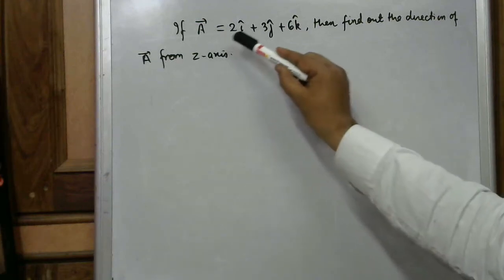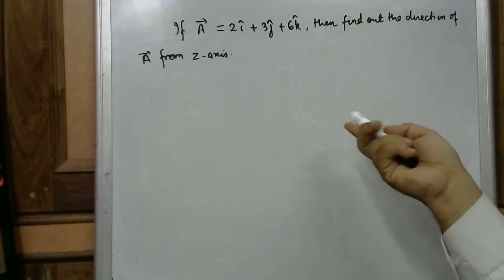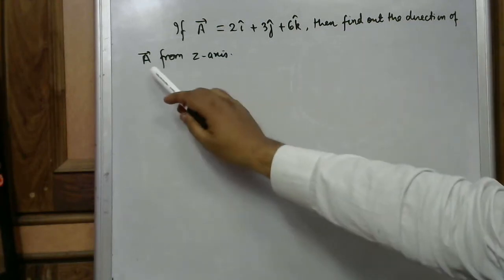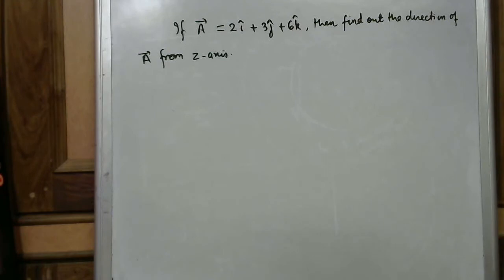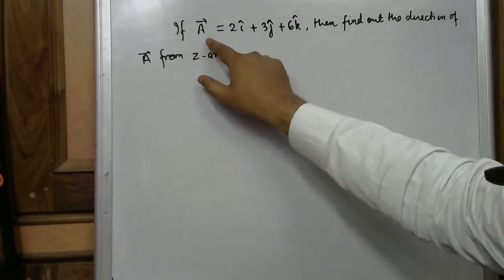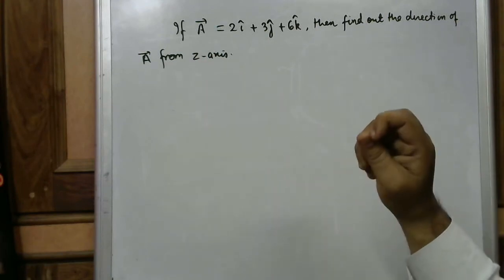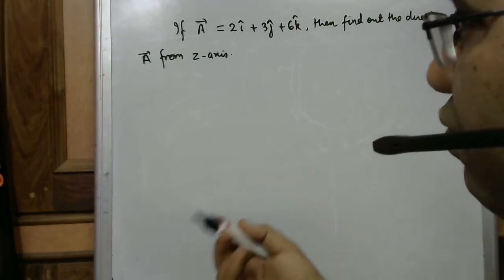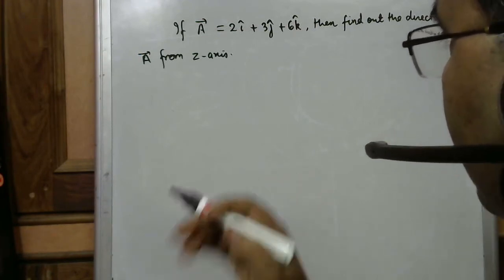If vector A equals 2i plus 3j plus 6k, then find out the direction of vector A from z-axis. In this question exactly we have to find the angle this vector A makes with z-axis. So how do we find the angle between two vectors?